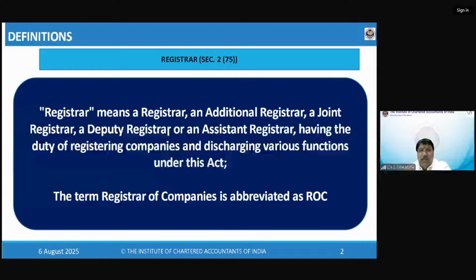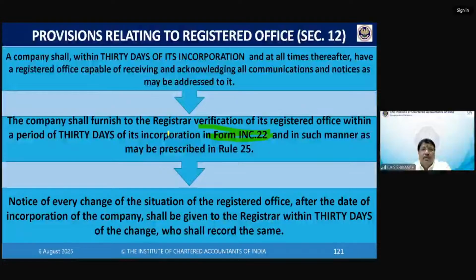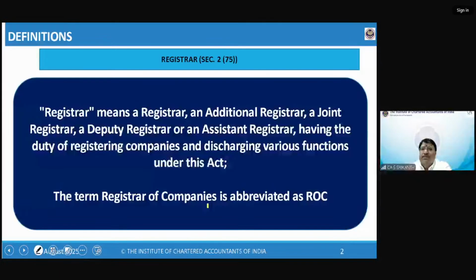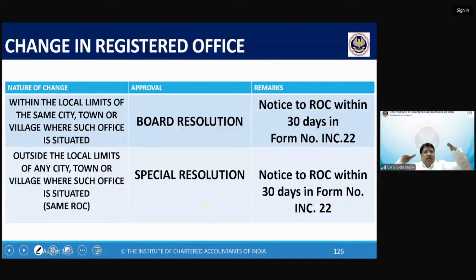Because there is a time limit, within 30 days you have to file any change. That also INC 22 only. File form number INC 22. That's all. Your job over. You don't do it, call a company: hey, come here, do this. Chal, thrown over.